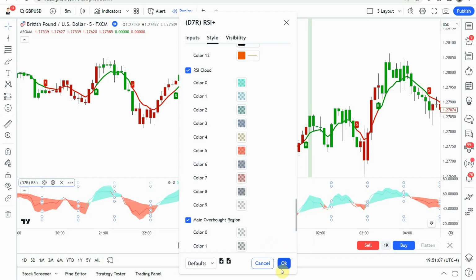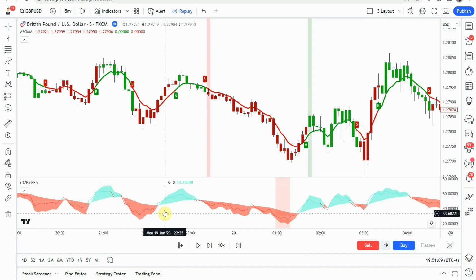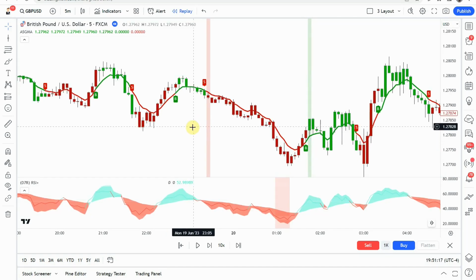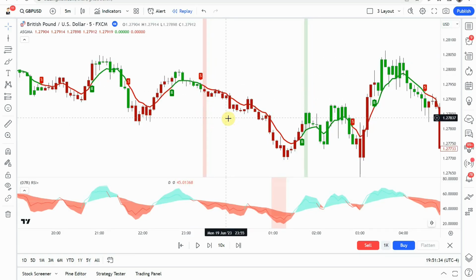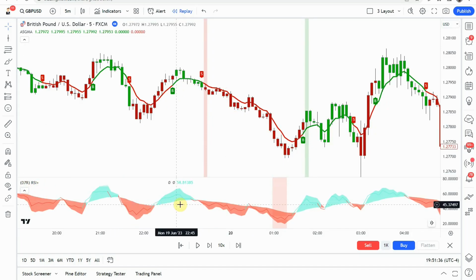Bump those opacities up to 60% just so you can see this cloud a little bit better, which will come into play in just a moment. The strategy itself: what you're looking for is when the Gaussian moving average gives you an S tag like this, and then gives you this red background, this red stripe there, and then you are looking for the RSI plus to also have a red cloud like that. That would be a short signal right there.